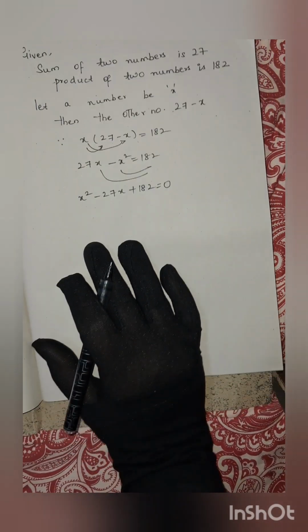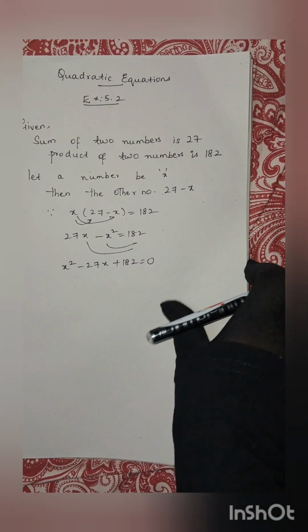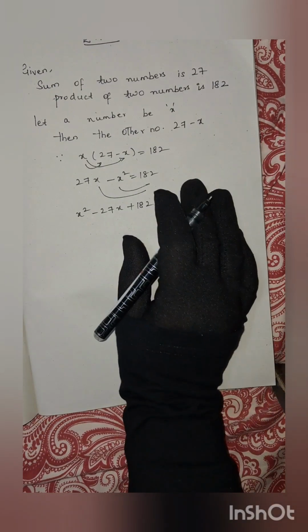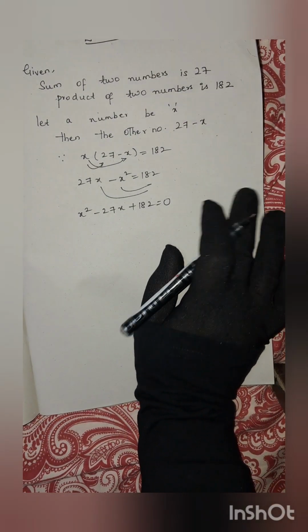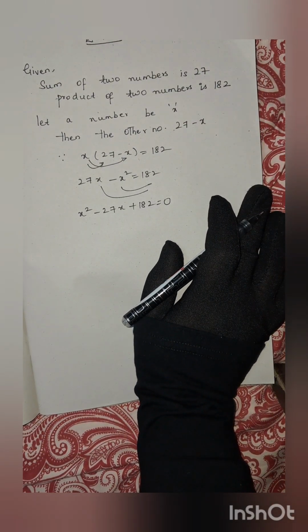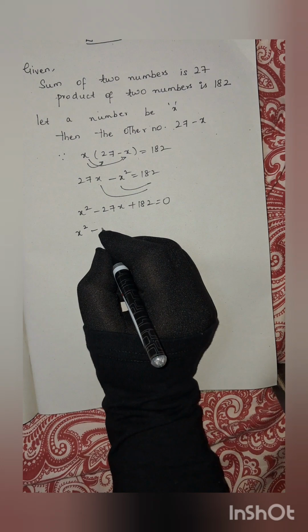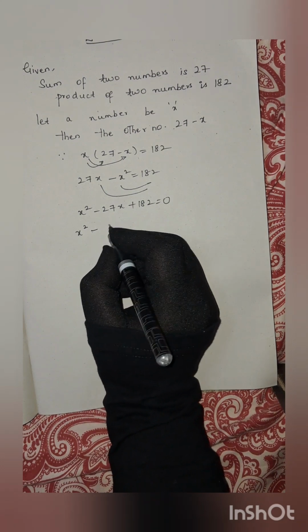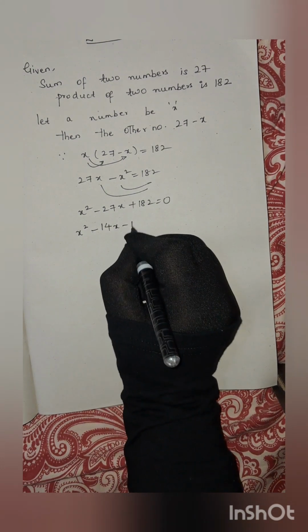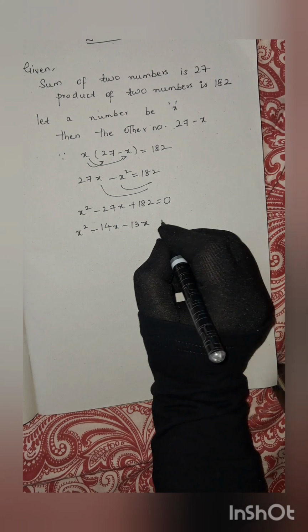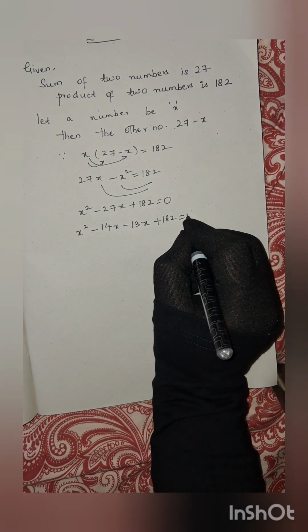Now simple, we just need to find the factors of it, right? When you multiply you should get 182, and when you add or subtract you should get 27x. So if you multiply 14 and 13 you will get 182. 14x plus 13x, when you add you will get 27x. So x square minus 14x minus 13x plus 182 is equal to 0.